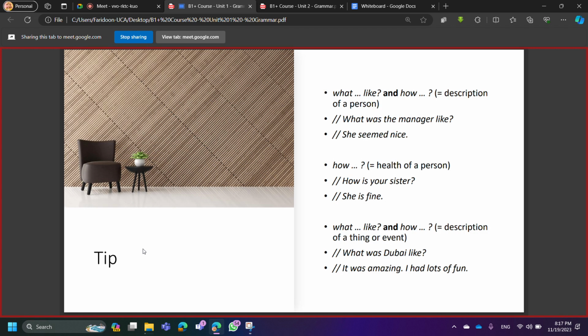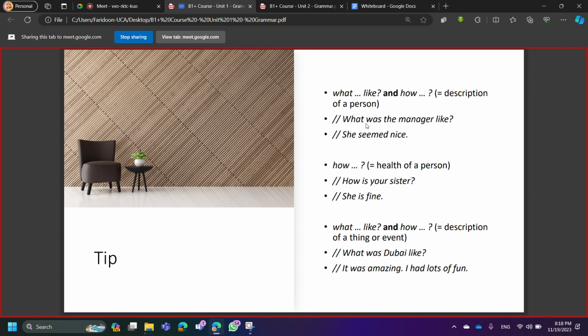And we also have another tip now. So in here we have some structures that we can use, some fixed structures that we can use to elevate our speaking skill, let's say. So if you have the structure like what blank like, what is Dubai like, what is that person like, you can use this structure, or even how blank. Of course it continues, like how is that person, or how was whatever. We use these two structures for asking about descriptions of a person.